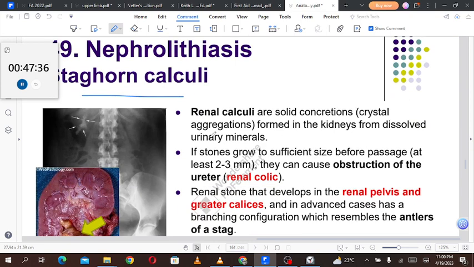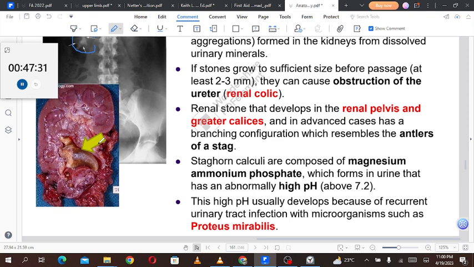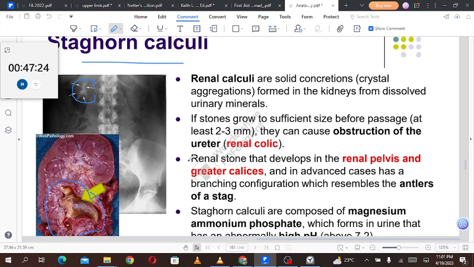Nephrolithiasis, staghorn calculi. So here you can see in the X-ray picture there are staghorn calculi, and in the removed kidney, you can see the staghorn calculi covering all of this structure, like a big horn, like the horns of a stag.